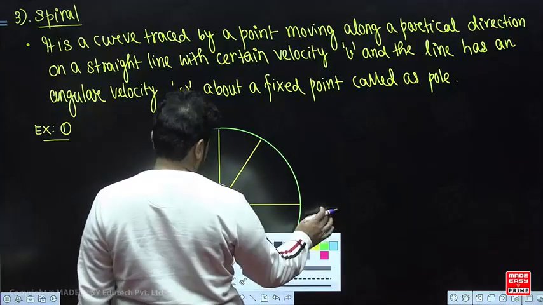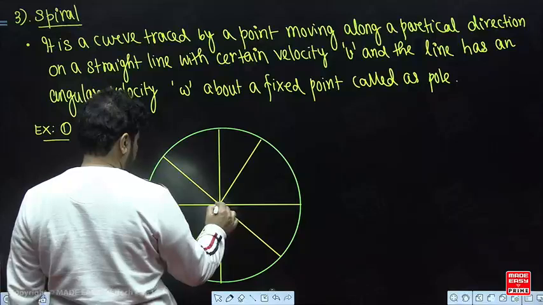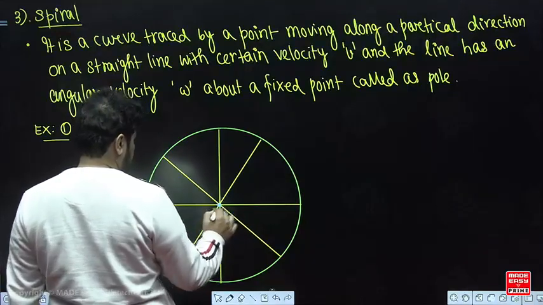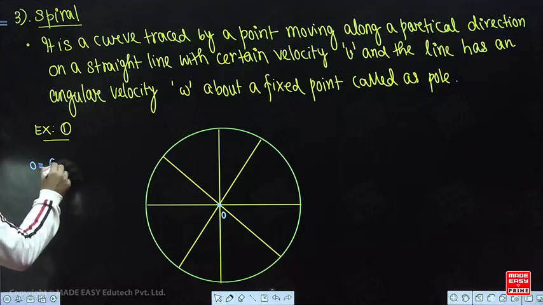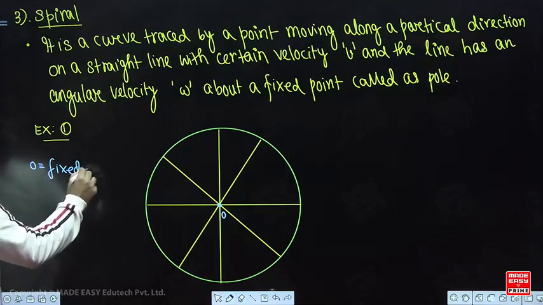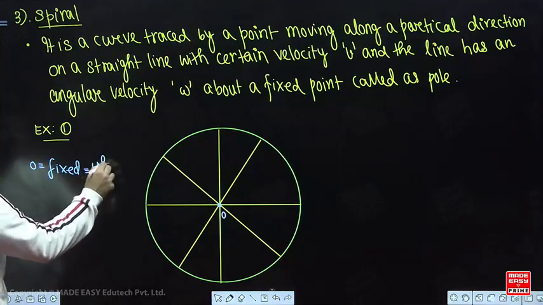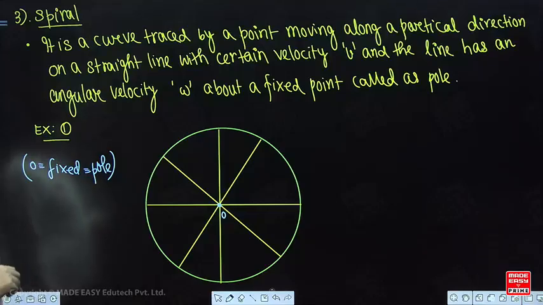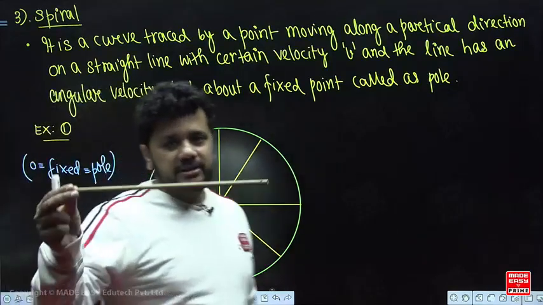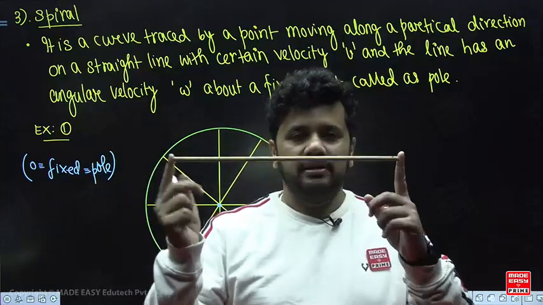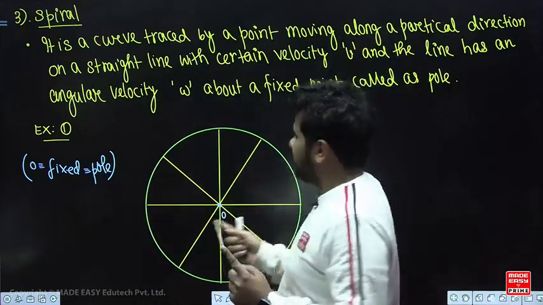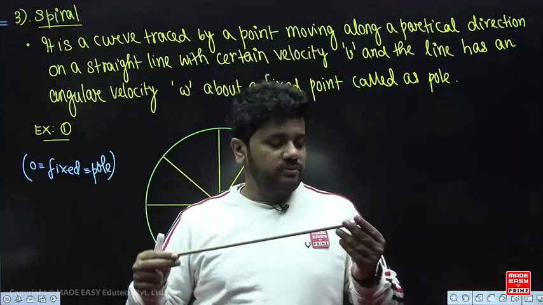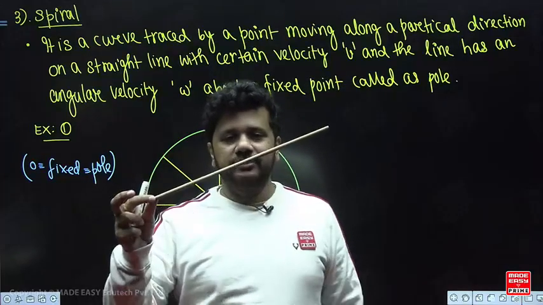So listen very carefully. Let us say this point is O, correct? O is fixed, which is called the pole. Now what I am saying is, what is this called? It is called the pole. Listen carefully, how is the spiral formed? See, this is a straight line, correct? Understand this first, then you will understand the definition. This is a straight line, right? So you fix the straight line at one point.